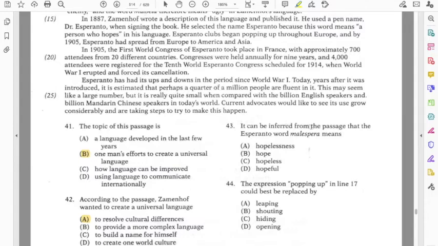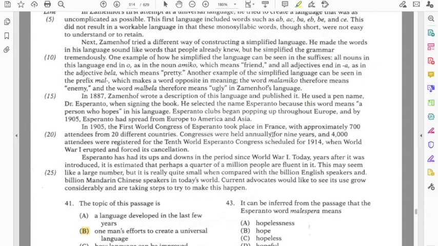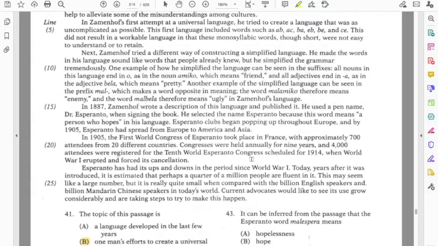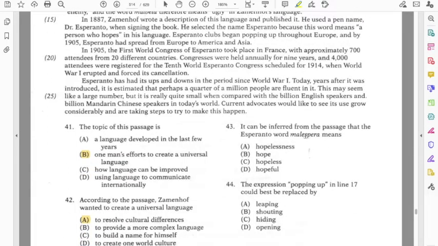It can be inferred from the passage that the Esperanto word malespera means without something, so it's either hopeless or hopelessness. Oh wow, this is a tough one.